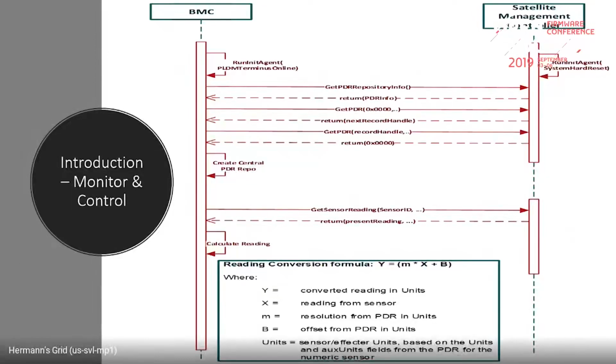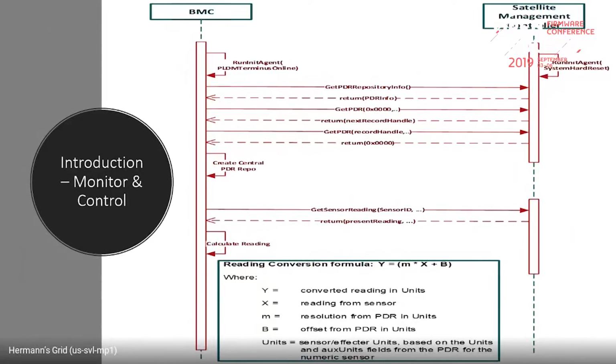Once the BMC gets the PDRs from the satellite management controller, it creates a central PDR repository, which has information about all the sensors that are controlled by the satellite management controller. So whenever the BMC wants the reading on a particular sensor, it will invoke the get sensor reading by sending the sensor ID. Get sensor reading is also a standard PLDM API or command.